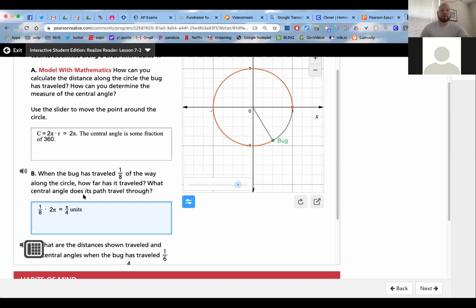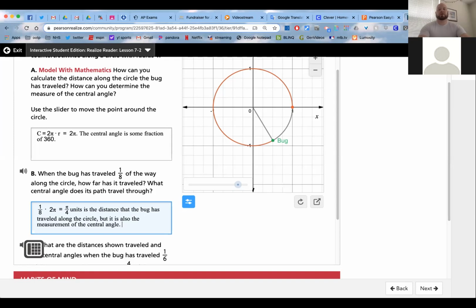And then what central angle does its path travel through? So we know that the distance it's traveled is pi over 4 units, and that actually is also the angle that it's traveled through. So let's say pi over 4 units is the distance that the bug has traveled along the circle, but it is also the measurement of the central angle. And you don't really know what that means yet in terms of pi over 4.